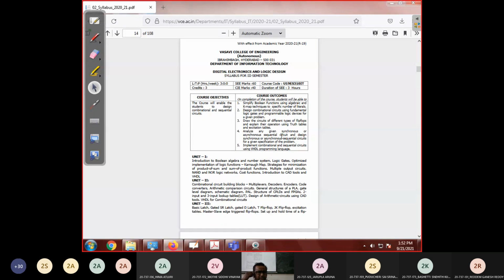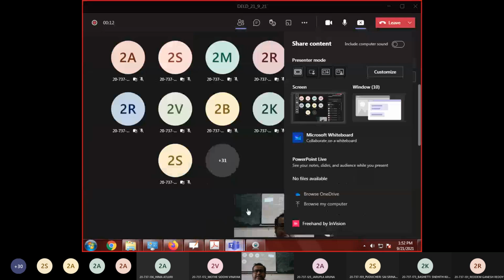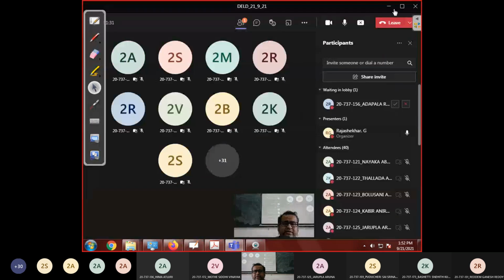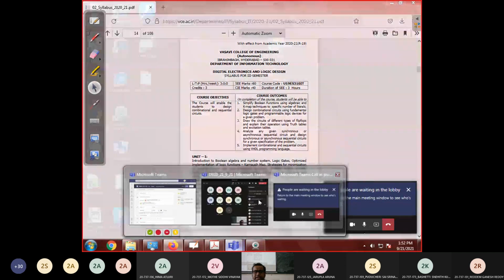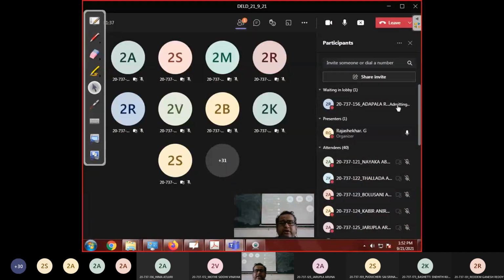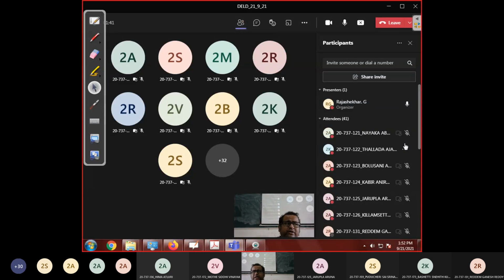So this is the subject of digital electronics and logic design. Basically, in this subject, we try to understand how we can design digital circuits. In the last semester, you had the basic electronics course where you were designing analog circuits. Analog circuits means circuits which were built or constructed using discrete electronic components.